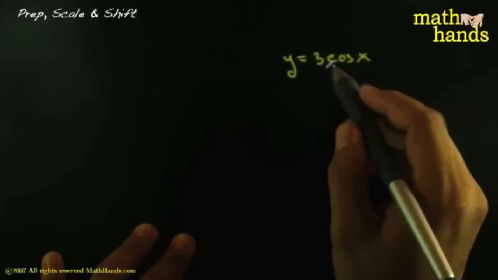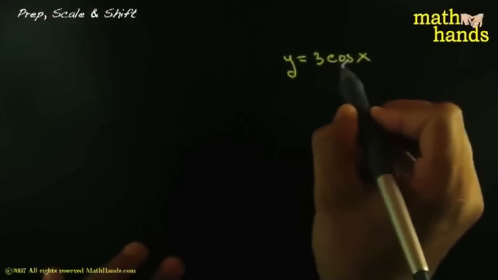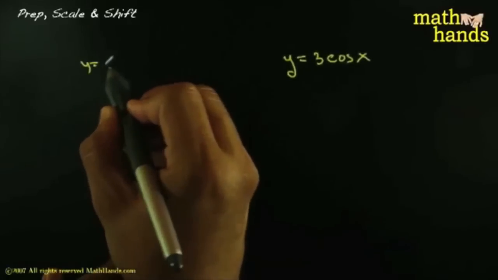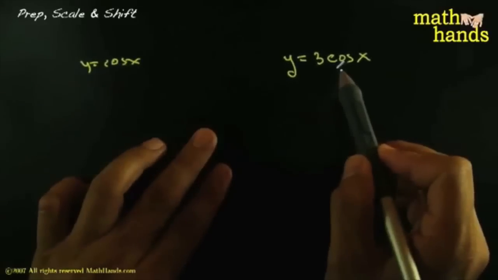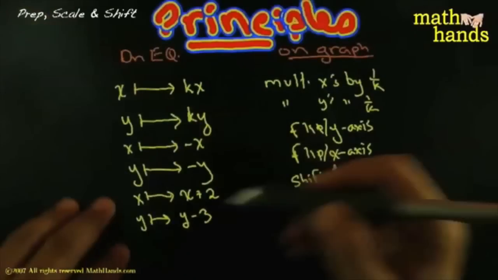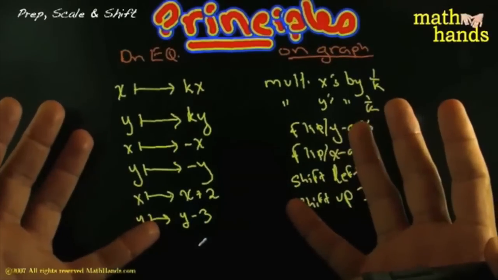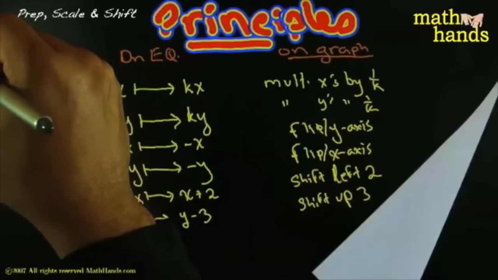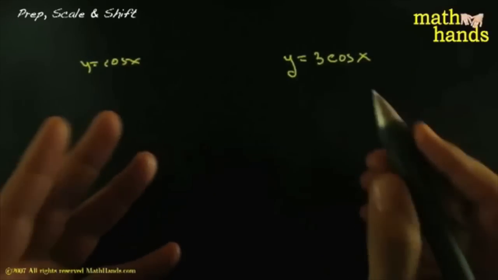You say to yourself, you know what? What is replacing a cosine with a 3 cosine? Because I know what y is equal to cosine x looks like. This graph I know. The difference here is replacing the cosine with a 3 cosine. And you look to your famous tweakings, replacing a cosine with a multiple of cosine. That's not on our famous list. So we can't use our excellent principles to do this. However, this is the prep, scale, and shift section.